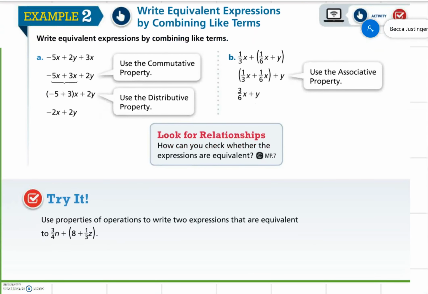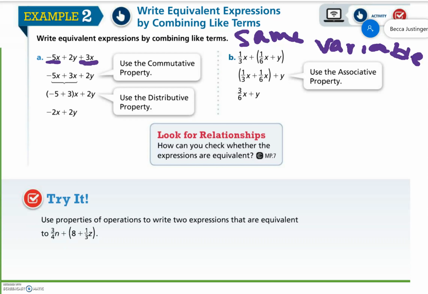Example 2, write equivalent expressions by combining like terms. Okay, so like terms means they have the same variable or that they're both constants. So I'm looking at A, I have negative 5x plus 2y plus 3x. I see I have a negative 5x and a positive 3x. I'm going to put those next to each other using the commutative property. I can change the order as long as I keep the same signs in front. So we just switch the positive 3x and the positive 2y. Then we can combine those. Negative 5x plus 3x is negative 2x, and the 2y just gets brought down.